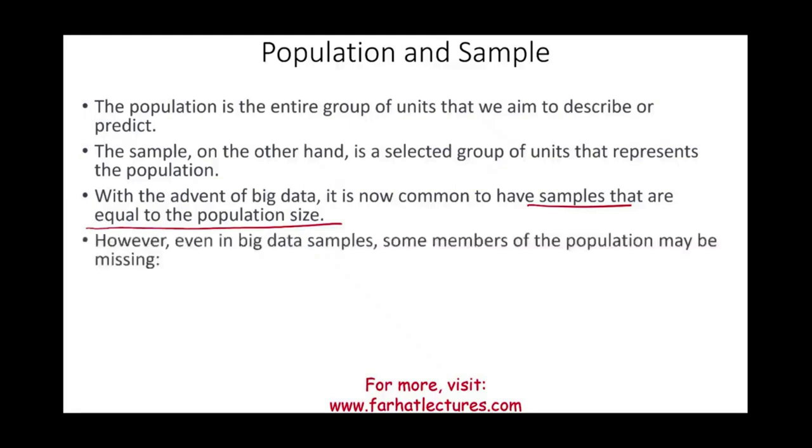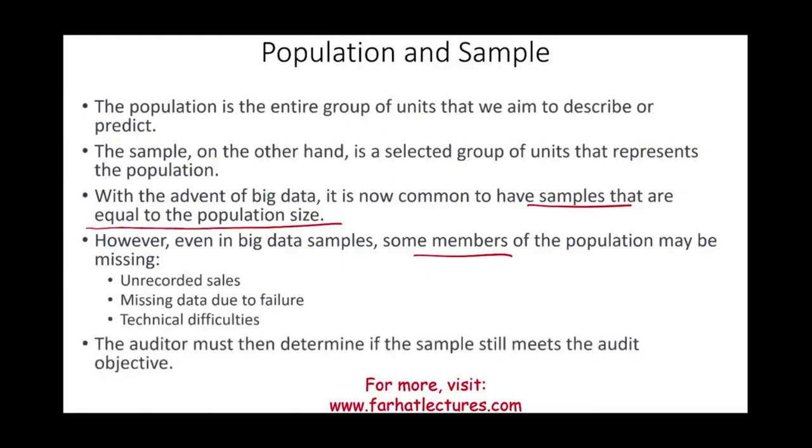Even in big samples, some members of the population might be missing. Why could they be missing? Let's assume we are collecting sales, maybe some sales were not recorded. Maybe data is missing due to failure, due to technical difficulties. So we have to be aware of this. The auditor must determine if the samples still meet the audit objective. Because when we say we are treating the whole population as a sample, we want to make sure the whole population indeed includes all the population and nothing is missing.